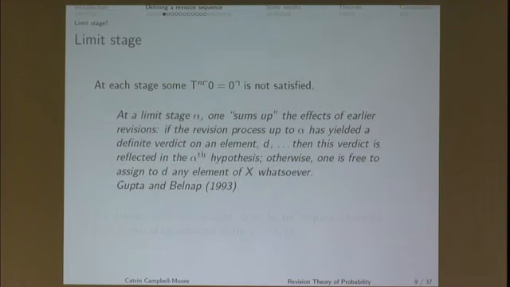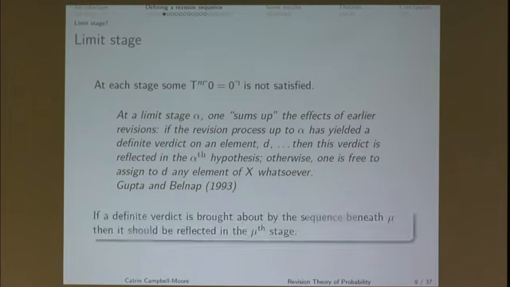Here's how Gupta and Belnap say we should go into the limit stage. At a limit alpha, one sums up the effects of earlier revisions. If the revision process up to alpha has yielded a definite verdict on an element D, then this verdict is reflected in the alpha hypothesis. Otherwise, one is free to assign to D any element of X whatsoever. So their rule is, if a definite verdict has been brought about by the sequence beneath limit ordinal mu, then it should be reflected at the mu stage.